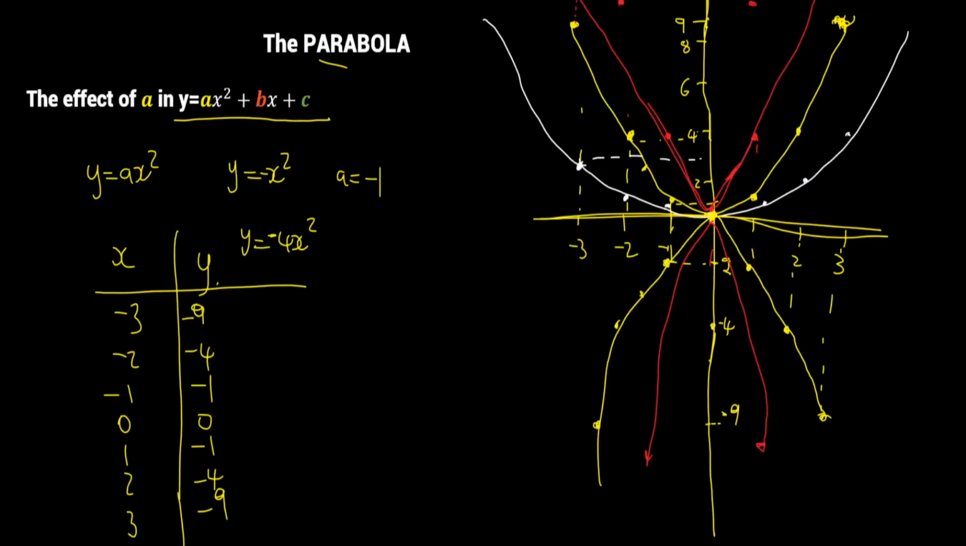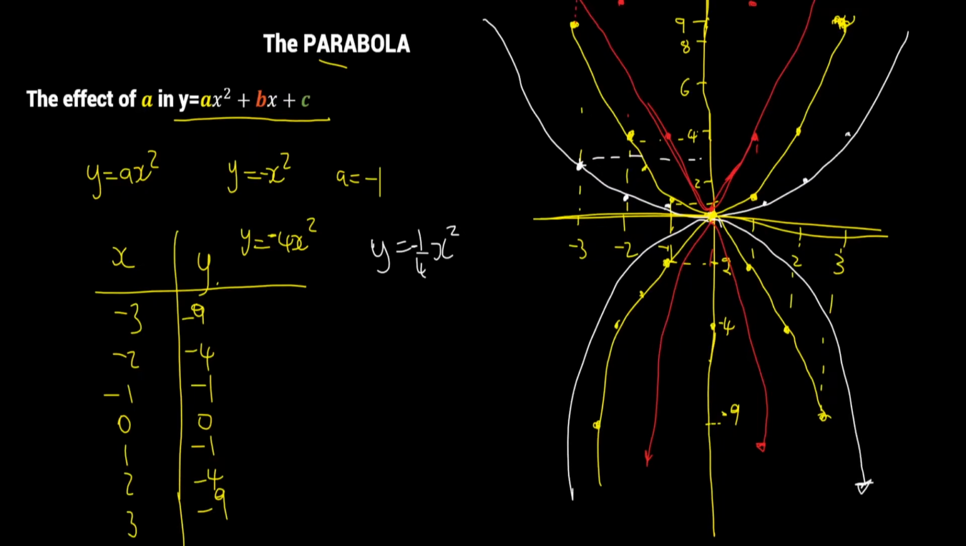And then we take another graph, which was y equal to 1 over 4x squared. So it's going to be minus 1 over 4x squared, which was the white one. So we can see it's going to be like that.